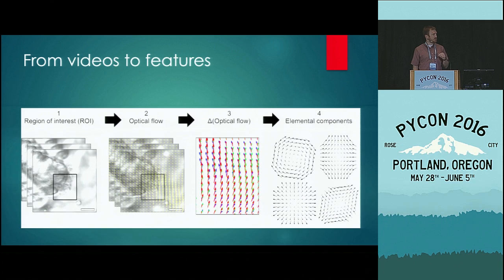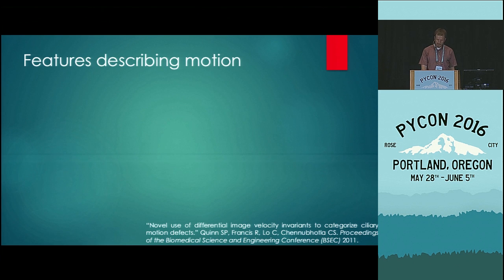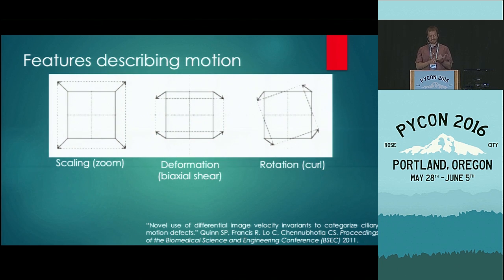So that gives us the optical flow in step two. In step three, we compute the derivatives of the optical flow. How is the optical flow changing? And then finally, in step four, we can use the derivatives to compute what we refer to as elemental components. What are elemental components? They are things like scaling or zoom, which measures how much you're moving towards something or away from something. Deformation or biaxial shear, which is how much it's being compressed or squeezed. And rotation, how much something is rotating.